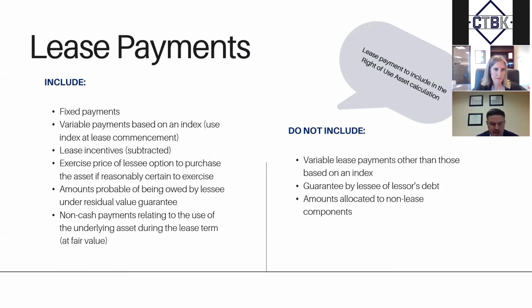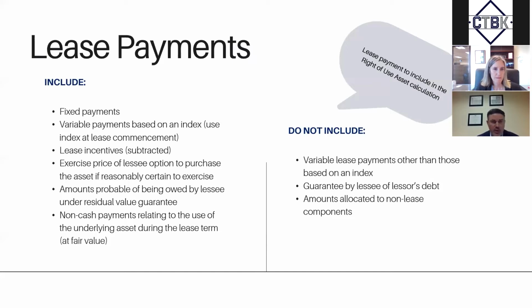You would also include the exercise price of lessee options to purchase an asset if it's reasonably certain that you're going to exercise that purchase option. Also include any amounts that are probable of being owed by the lessee under residual value guarantees. As an example, if you're leasing heavy equipment for a big construction project and you're planning to put a lot of wear and tear on that equipment, there might be a residual value guarantee included in that lease. In that case, you'd want to include any payments that you think are probable to return that equipment back at the value that was promised.